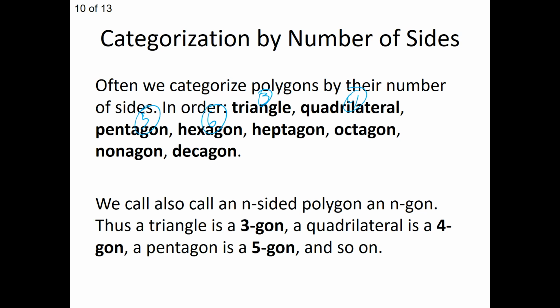This may be a new one, a heptagon to you. That's a 7-sided polygon. Then you have an octagon. That's 8-sided. You have the nonagon. That's 9-sided. You have a decagon.